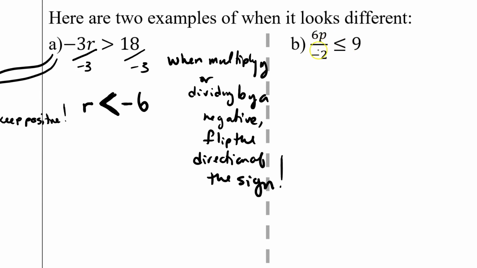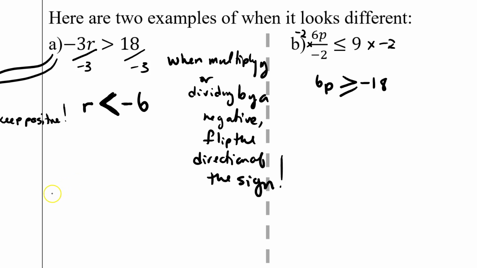Here, let's look at this one right here. Since we've divided by a -2, and again we can just say 6 divided by -2 is -3, but let's just go along with it. So we want to multiply this side by -2, and we want to multiply this side by -2. So then I have 6p, and on this side I have -18, but since I'm multiplying by a negative number, the direction of the sign will change. It will flip.